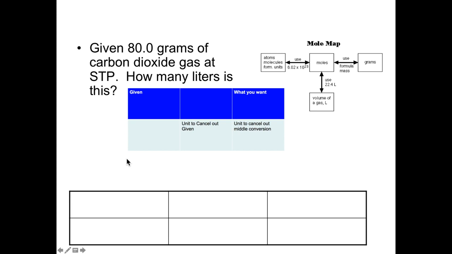So let's go try this one. Given 80 grams of carbon dioxide at STP, how many liters is this? So look at the mole map, look at this chart here and go and pause the video and try to figure this out. And I have the answer on the next slide.